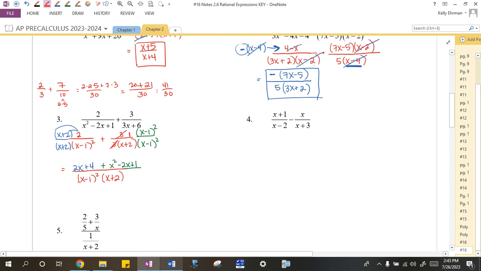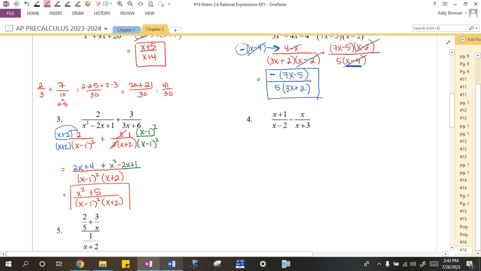So same thing here. I need to do all of this work and see what it simplifies out to. So x squared, the 2x's cancel, plus 5, over, just leave this factored, x minus 1 squared, x plus 2.